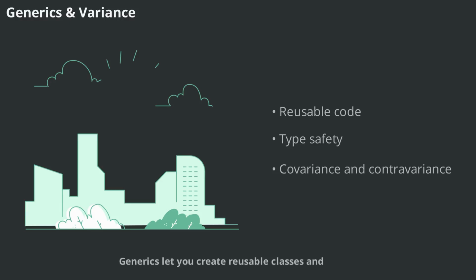Generics let you create reusable classes and functions that work with different types safely. Kotlin supports variance, with out covariance for producers and in contravariance for consumers. This ensures type safety and flexibility in your code.